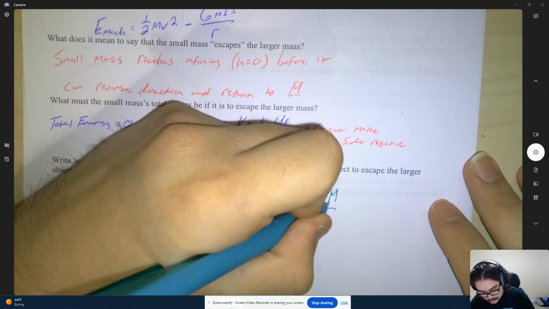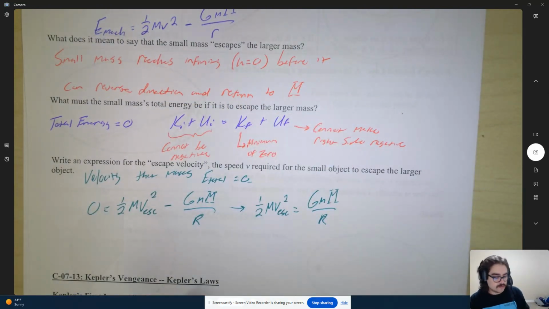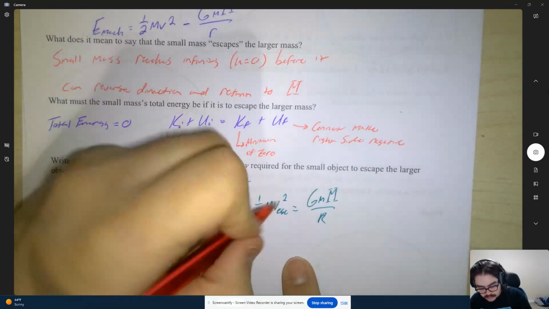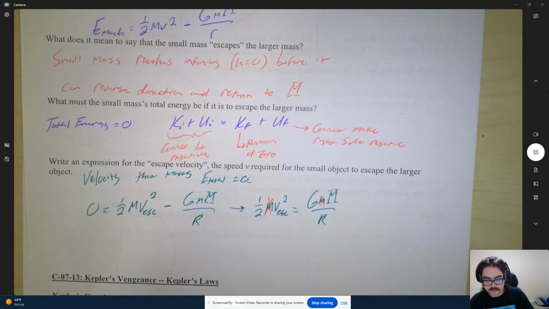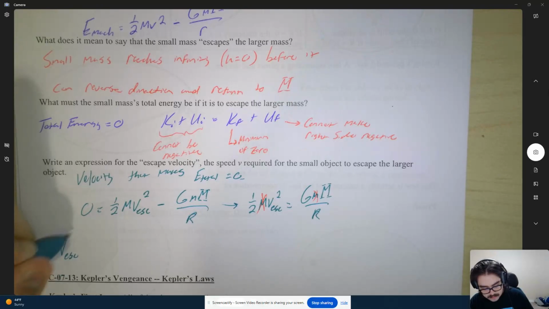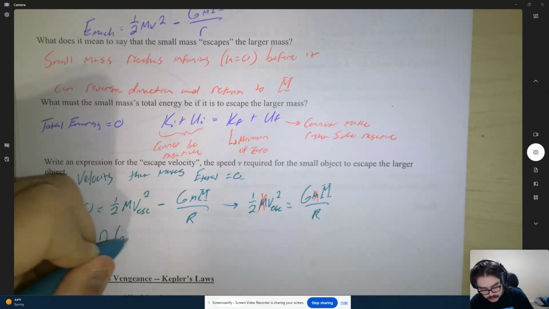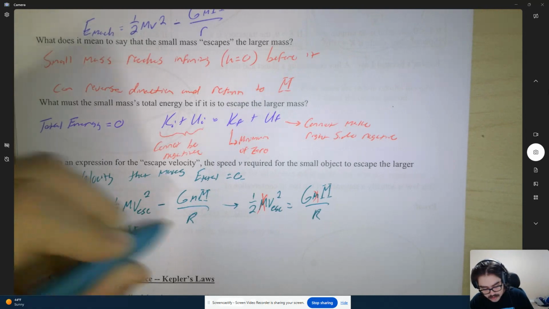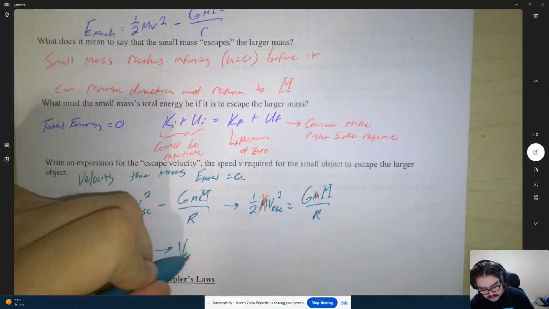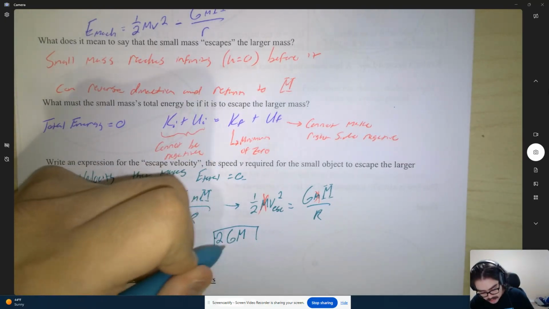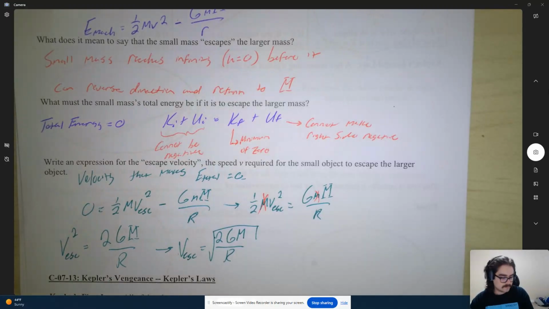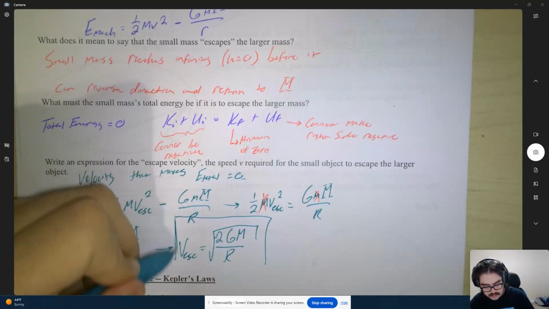Those two have to be equal to each other to get the total to be 0. Then I can take my little m's and cancel them out. All I've got to do now is multiply by 2 and root both sides. So v escape squared is equal to 2GM over R, and if I root both sides, v escape is equal to the square root of 2GM over R. And that is it. That's it for escape velocity.